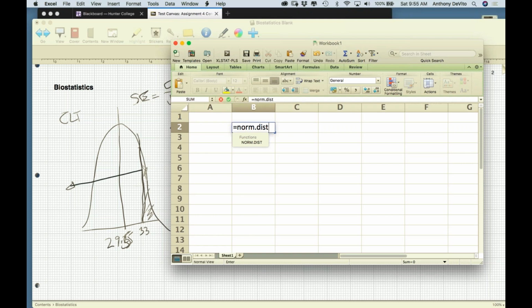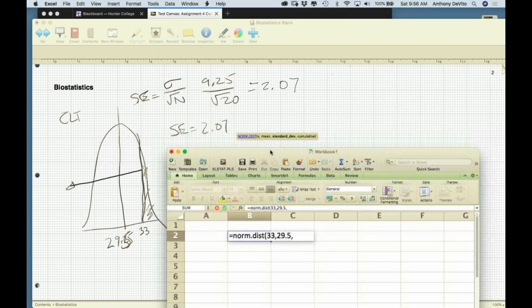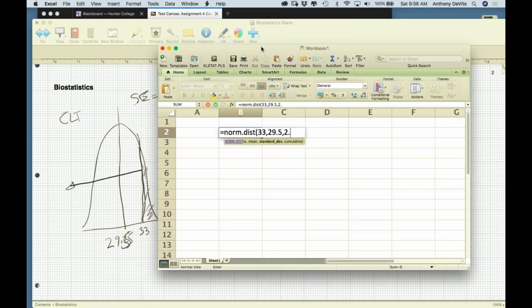But in the case of norm.dist, it's exactly the same result. They wind up giving you exactly the same result. Doesn't matter which one you use. I put in a parenthesis, and it automatically prompts me or helps me out. So first thing it wants is X, or the value you're interested in, which is 33. And then it wants the mean, which is 29.5. And then it wants the standard deviation. In our case, it's the standard error. The standard error was 2.07.